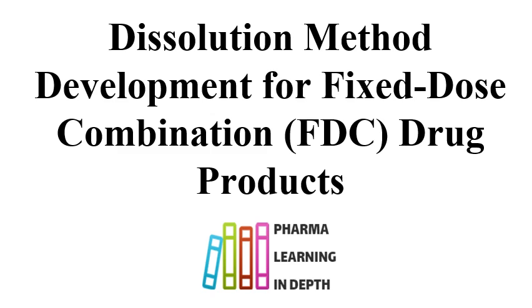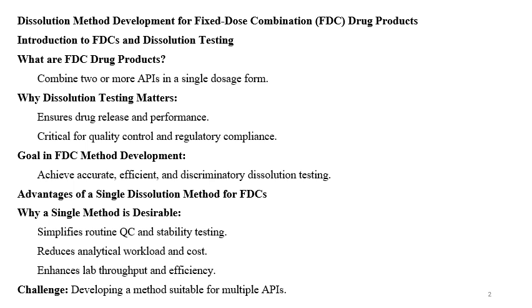See, the fixed dose formulations are those formulations which contain more than one active substance or more than one drug. It may contain 2 or 3 or sometimes more APIs or drug substances. And to develop a dissolution method for this type of formulation is challenging. Fixed dose combination drug products are the products which combine 2 or more APIs in a single dosage form.